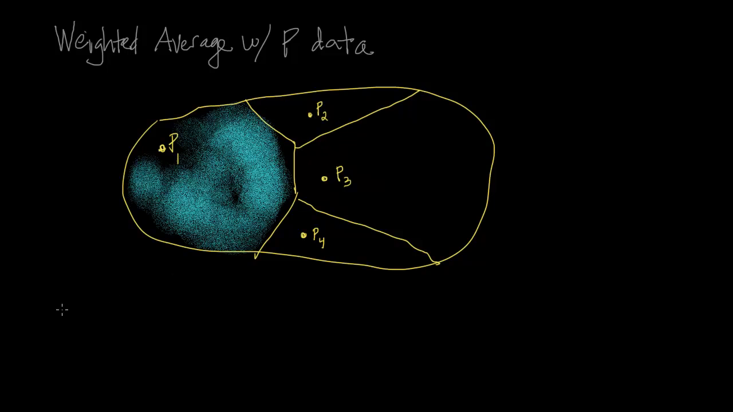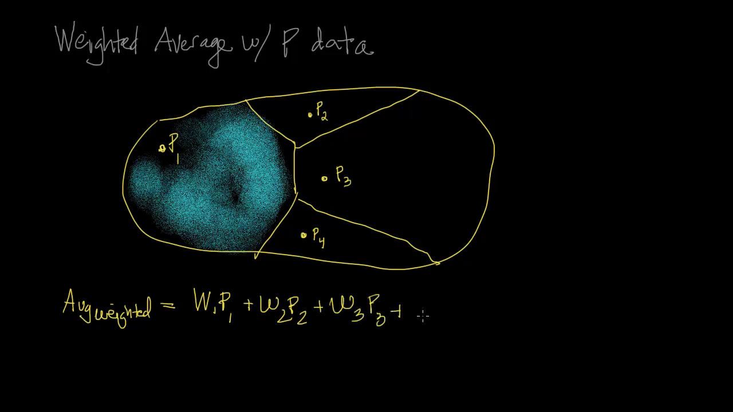The weighted average will equal the weight of area 1 times P1 plus the weight of area 2 times P2 plus weight 3 times P3 plus weight 4 times P4, where the weights have the following characteristics.